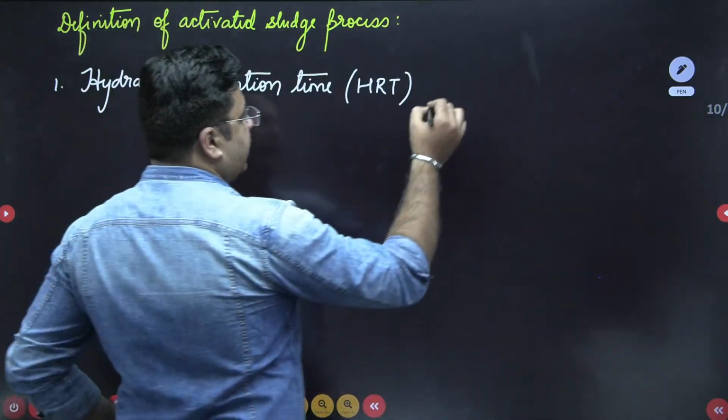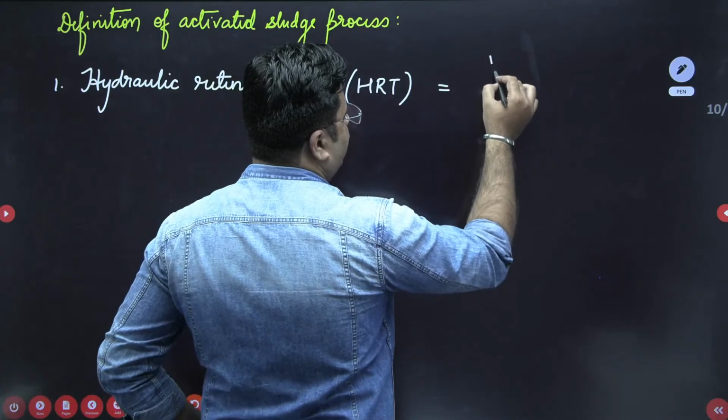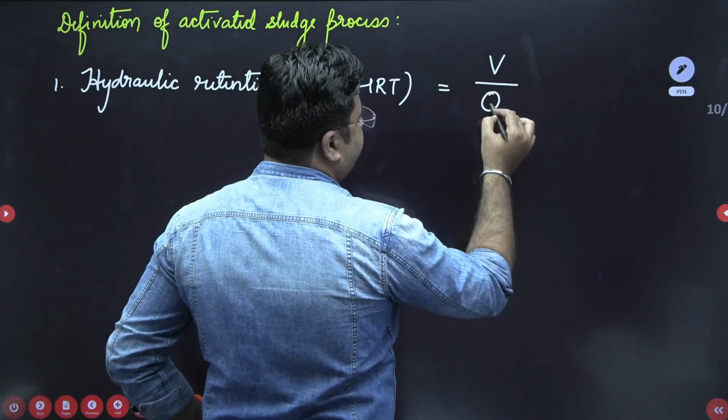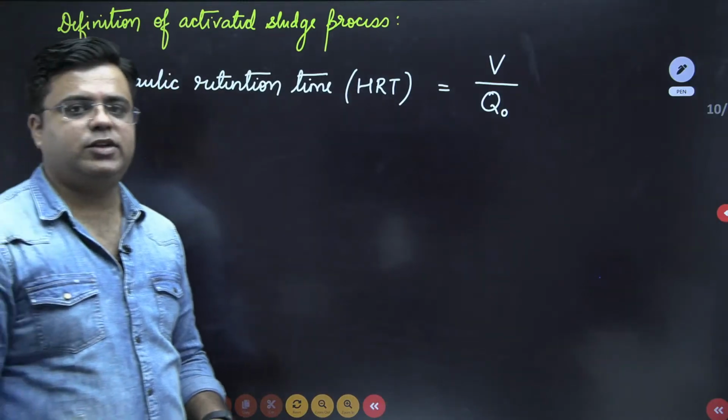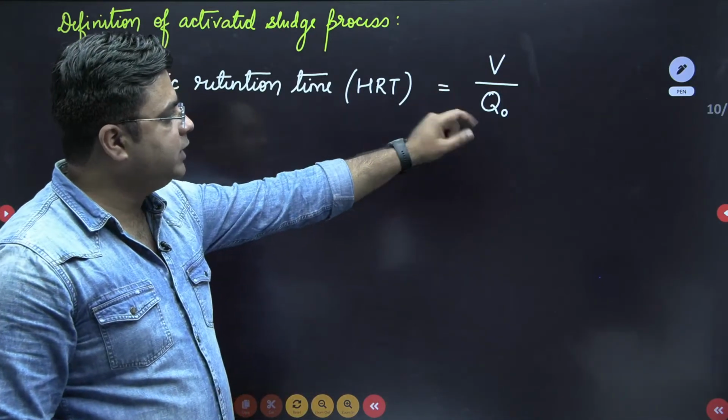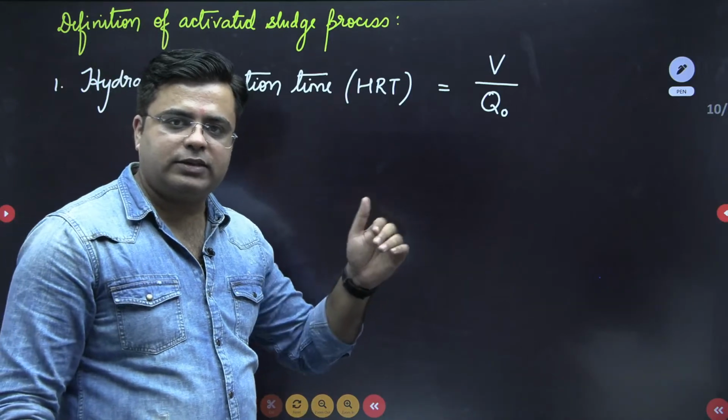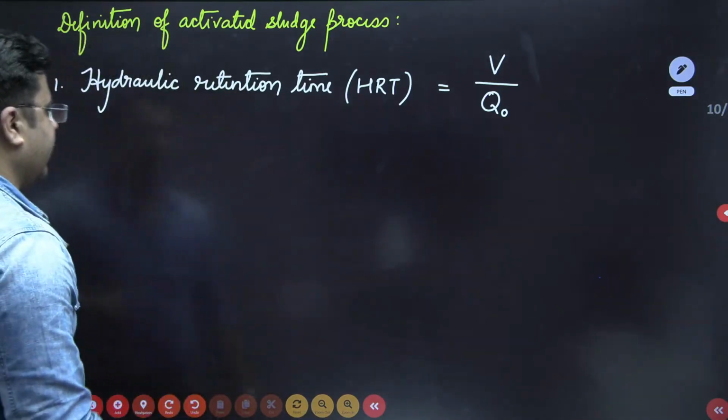Hydraulic retention time is defined as the ratio of the volume of the aeration tank divided by the discharge entering into the aeration tank, which is Q naught. V is the volume of the aeration tank divided by Q naught, that is the discharge entering into the aeration tank.